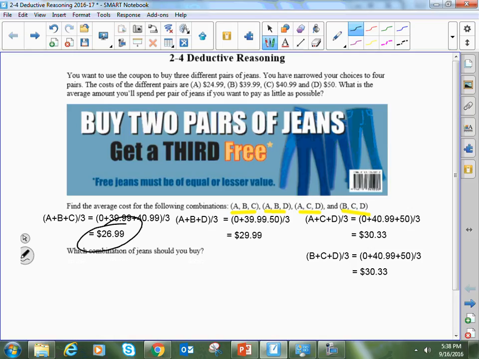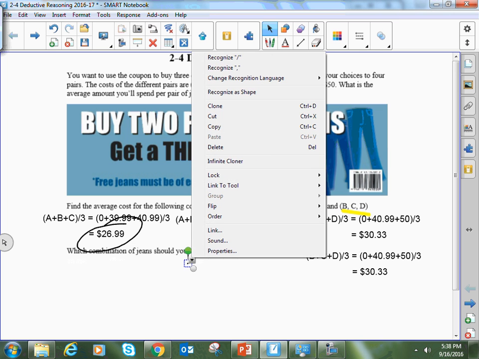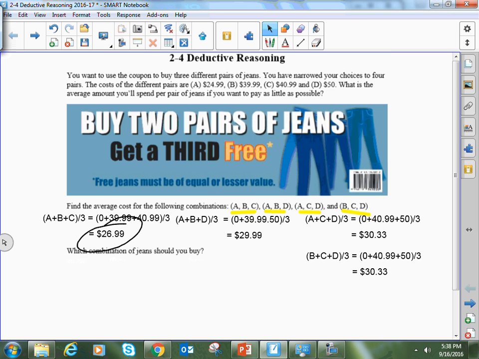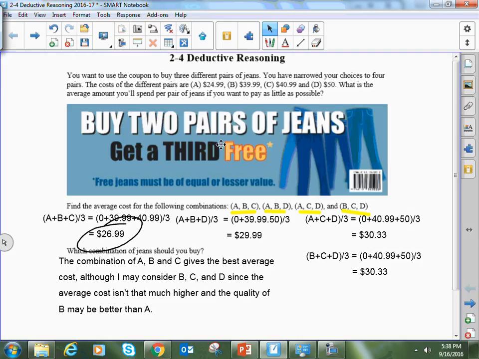Now, in my conclusion, I did say a little bit different, because I did say, well, A, B, and C does give you the best average, but depending on the quality of the jeans, I may very well consider going with B, C, and D instead, simply because I don't know, maybe if they're more expensive, maybe the quality is better, maybe they fit better, maybe they're more comfortable. I don't know. So I may very well just fork over the extra $4 almost and get the B, C, and D jeans, but that's me.